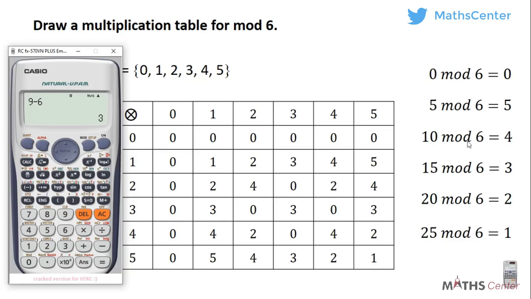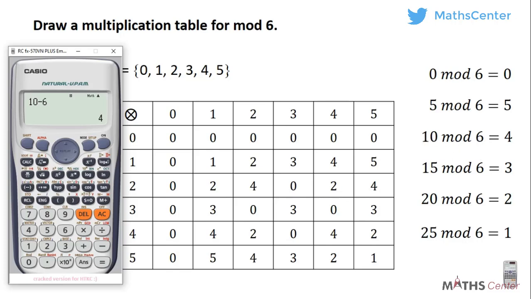Let's try 10 mod 6. 10 is bigger than the modulus. 10 is the number and 6 is the modulus. And you can see that 10 is bigger than 6. So to find 10 mod 6, if you want to use this trick, all you have to do is subtract 6 from 10. 10 minus 6 will give us 4. 4 is less than 6, so it means that 10 mod 6 is 4.